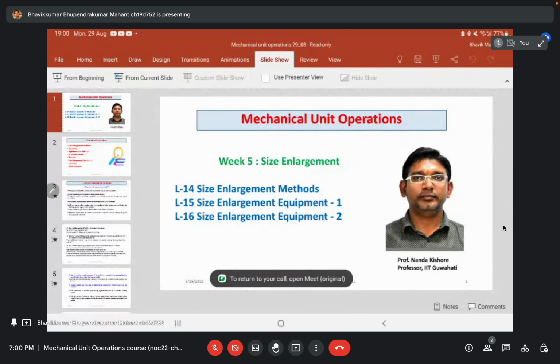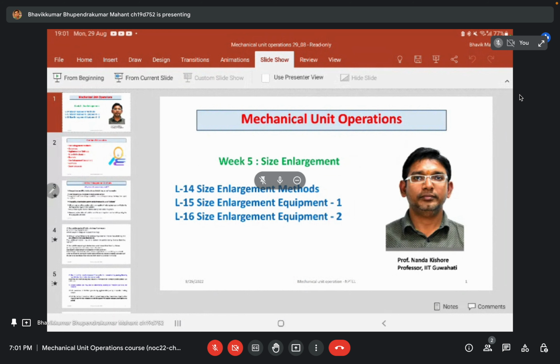Okay, so this is today's topic, size enlargement. We discussed size reduction and storage and transportation of solids. Now we will discuss why we need size enlargement and what the methods are, particularly for the assignment of this fifth lecture.